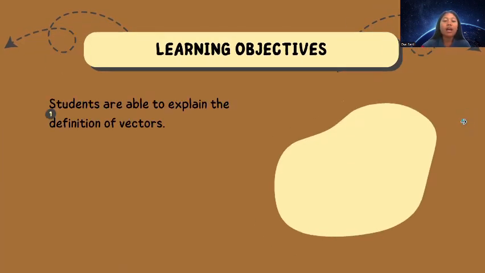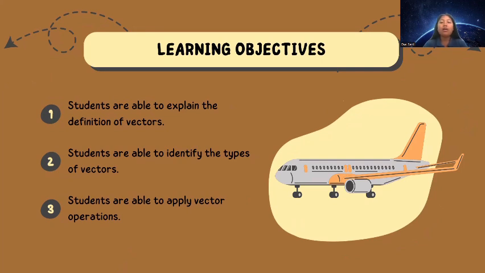Before we dive in, here are the three things we will master today. First, students are able to explain the definition of vectors. Second, students are able to identify the types of vectors. And last, students are able to apply vector operations.